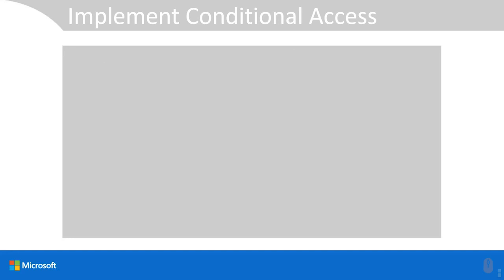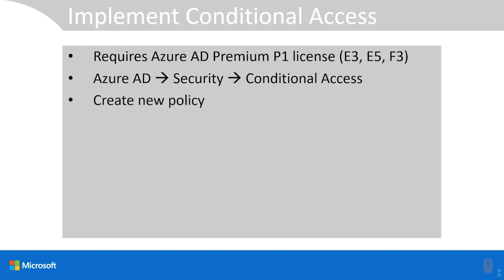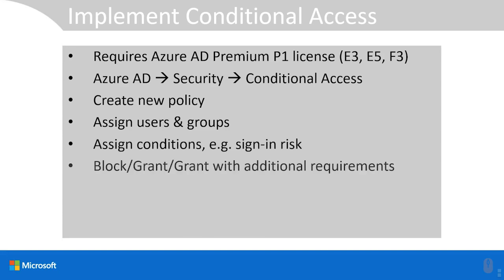As previously discussed, conditional access allows you to control the conditions under which a user can successfully sign in. Implementing a conditional access policy requires that you have an Azure AD Premium P1 license. You begin by navigating to the Azure AD Admin Center, selecting the security blade, and selecting Conditional Access. You then create a new policy, assign users in groups to the policy, assign conditions, for example sign-in risk, and then specify what you want the policy to do when triggered: block access, or grant access with additional requirements. Now to illustrate, I'm going to do a demo of this process.